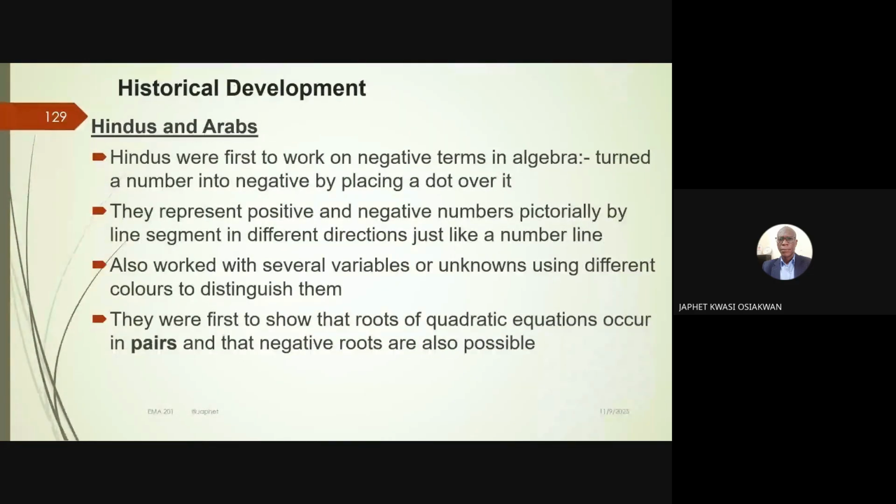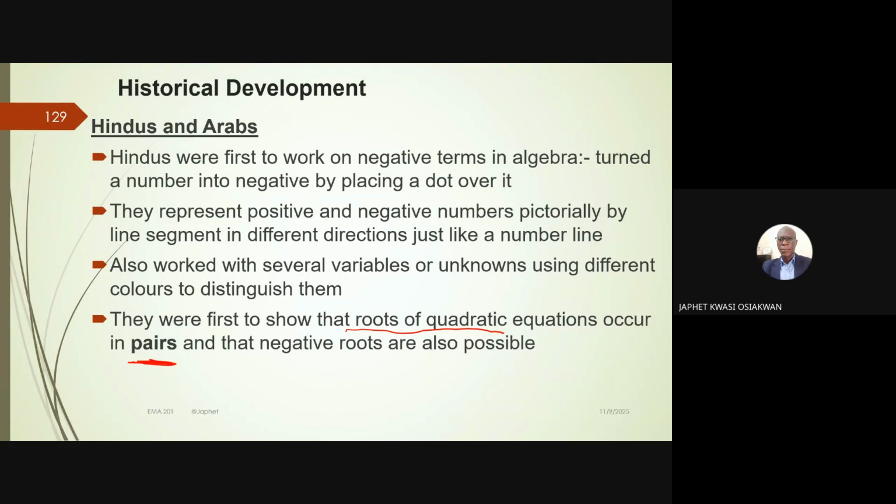Okay. So the Hindus were the first to work on negative terms in algebra. So you have negative now. The Hindus and the Arabs were the first to work on this negative. And they were the first to tell the whole world that quadratic equations have what? A pair of what? Roots, or two roots. Those days they didn't know.